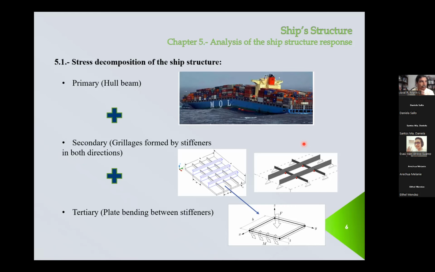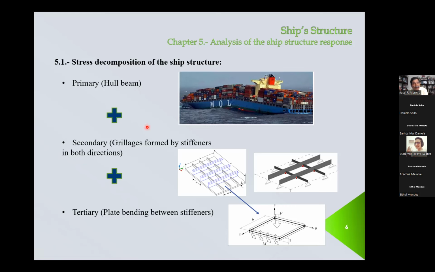Doctor, I have a question. Yeah, go on. On the secondary, we have to take each girder as a beam and deduce the stress for this beam. Yeah. And what happens with the stiffeners?